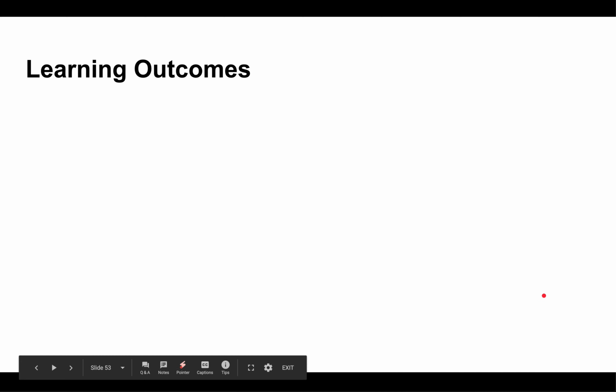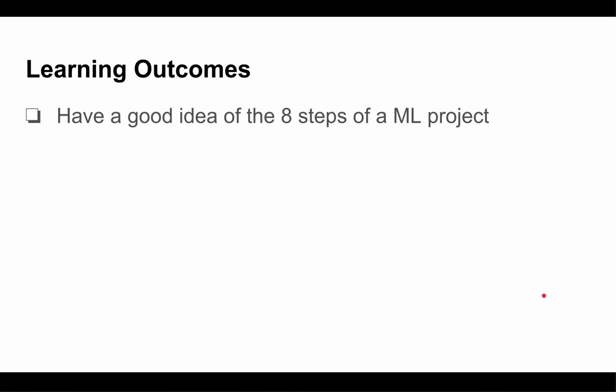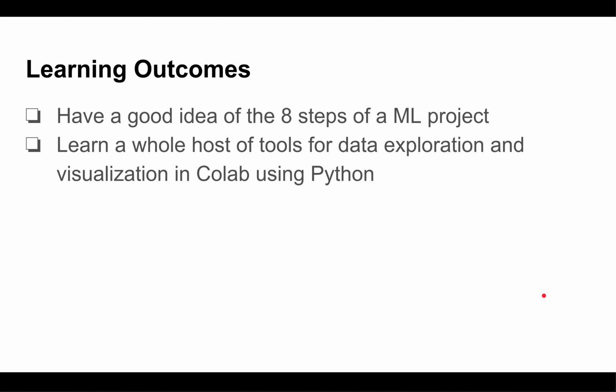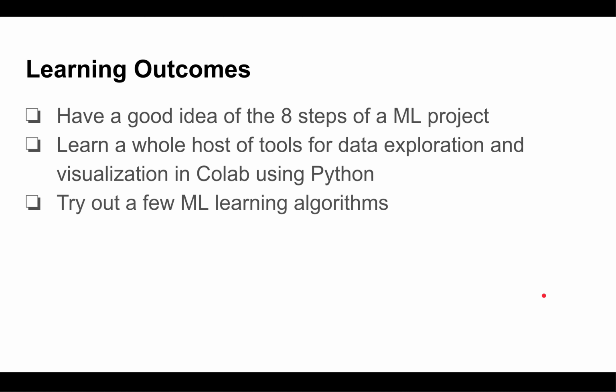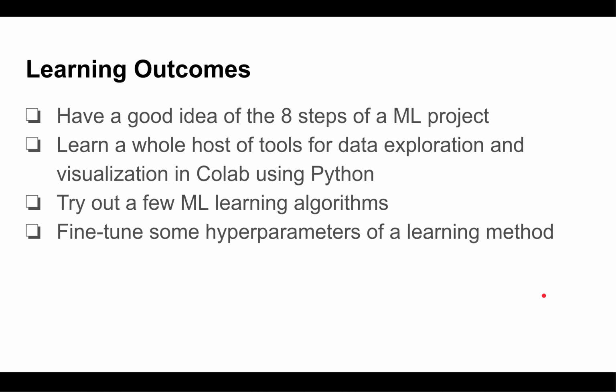So what did we learn through this tutorial? First, you have a really good idea of the 8 steps of a machine learning project. We learned a whole host of tools for data exploration and visualization on Colab using Python. You actually tried 3 ML algorithms, some of which we're gonna pick up later on this semester. So you learned about linear regression, you tried decision tree regressor, and also random forest regressor. You learned how to fine-tune some hyperparameters of a learning method, and you're gonna use this a lot. You want to try the best version, the best parameter setting of a learning method. So that's gonna be useful.